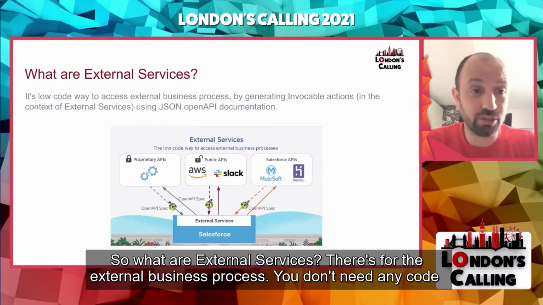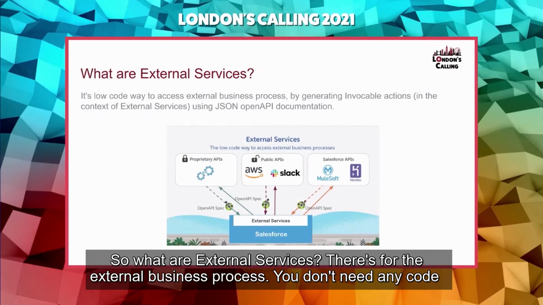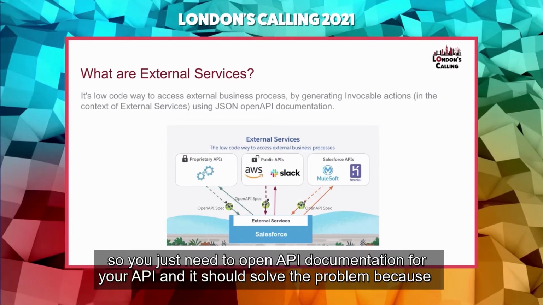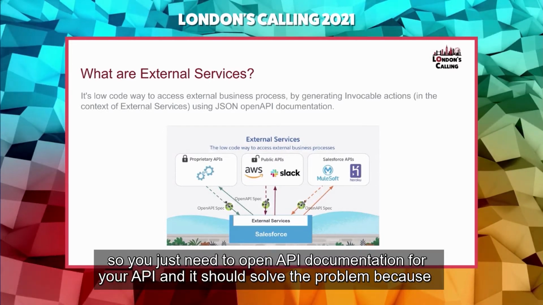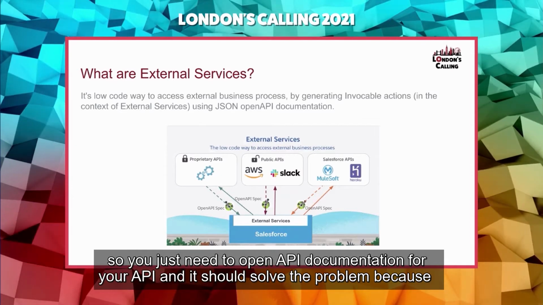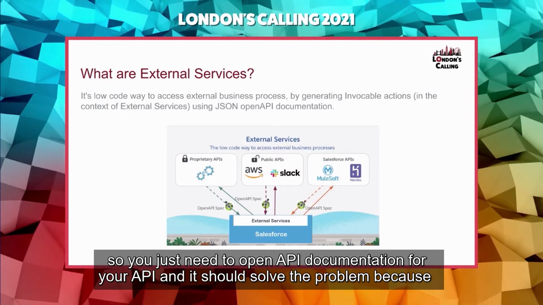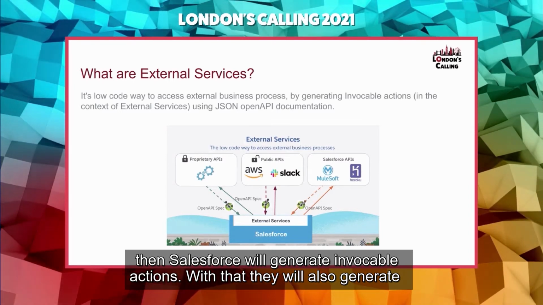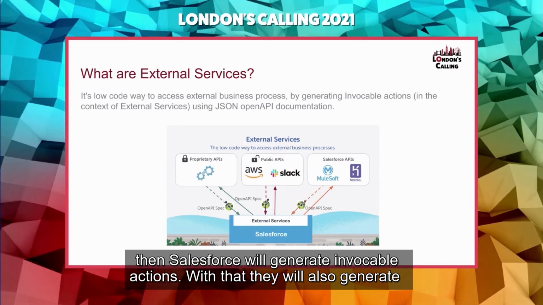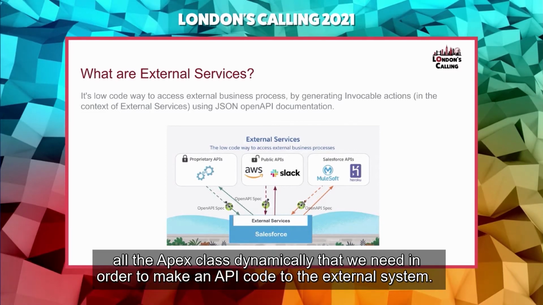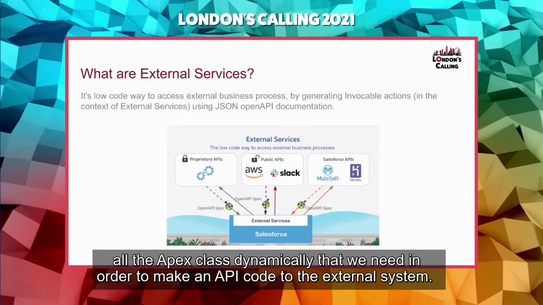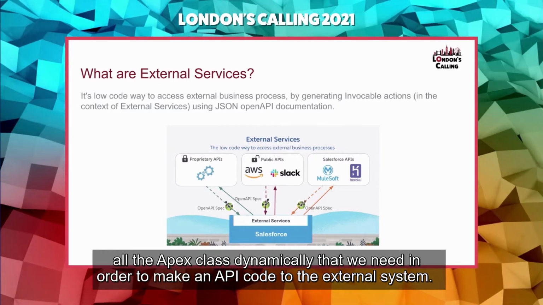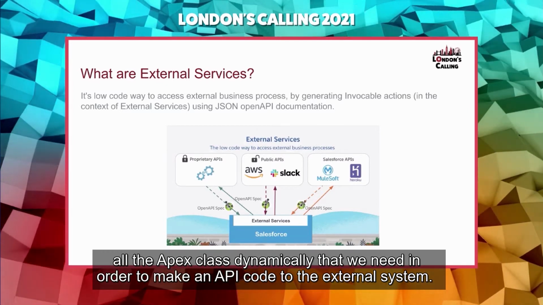It's a low code way to access external business process. So you don't need any code. You just need the Open API documentation for your API. And it should solve the problem because then Salesforce will generate invocable actions. With that, they will also generate all the Apex class dynamically that we need in order to make an API call to the external system.